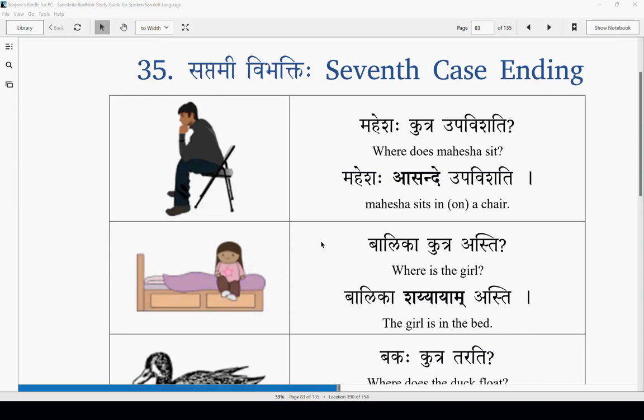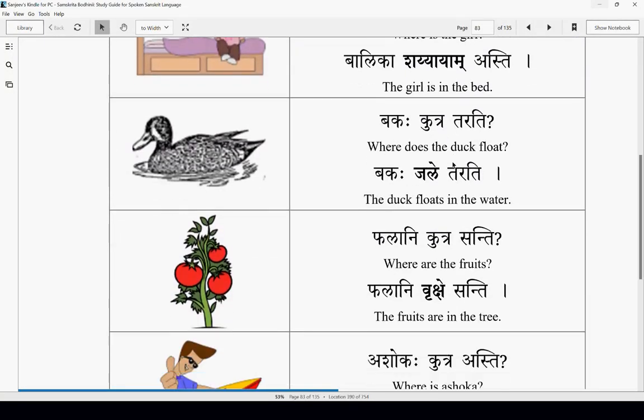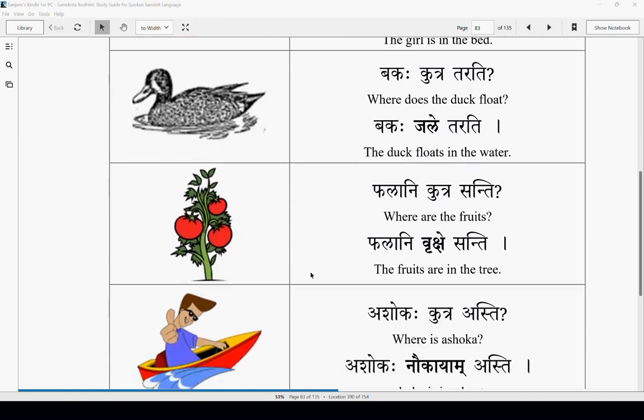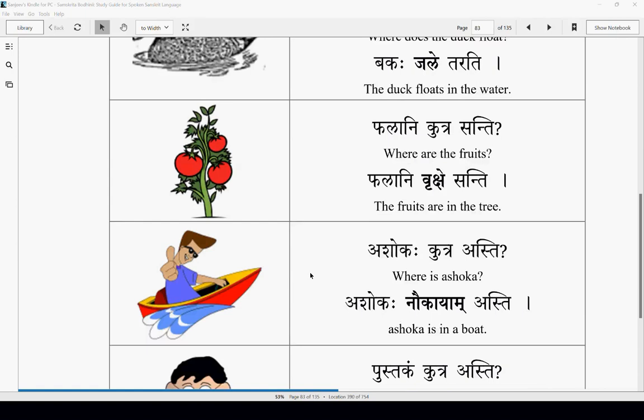Balika Kutra Asti. Where is the girl? Balika Shayyayam Asti. The girl is in the bed. Bakaha Kutra Tarati. Where does the duck float? Bakaha Jale Tarati. The duck floats in the water. Phalani Kutra Santi. Where are the fruits? Phalani Vrikshe Santi. The fruits are on the tree.